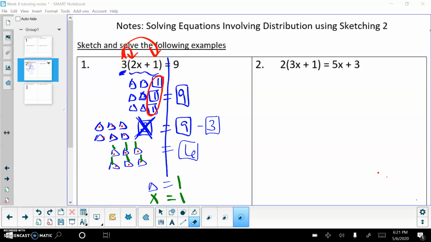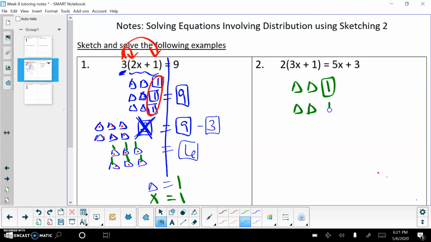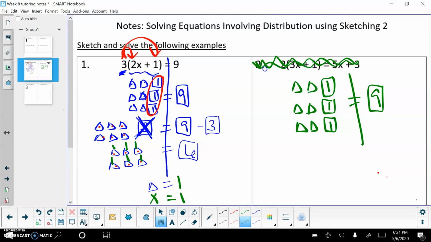Okay, so now I'm going to check it. I'm going to go back and re-sketch my original sketch with the 3 sets of 2 x's, 2 triangles, plus a 1 cube equals a 9 cube. Always try to go back to what's original. And I'm going to do this instead of doing number 2.